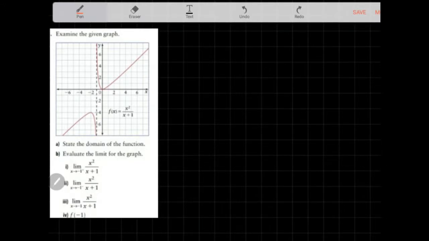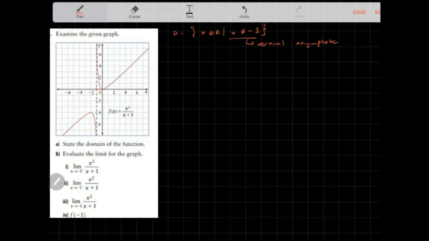Alright, let's examine the given graph. Let's state the domain of the function. Well, the domain of this function, x belongs to all real numbers, but we can see that there is a break in the function. There's a vertical asymptote at -1, so x cannot equal -1. So the restriction on the domain is the vertical asymptote. We're going to see how this factors in when we assess continuity and we look at our limits.